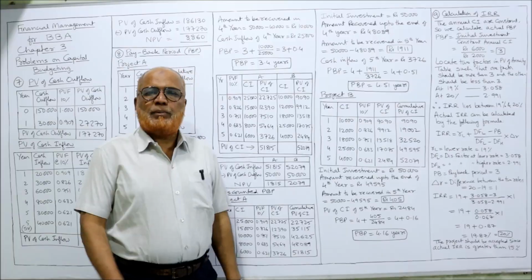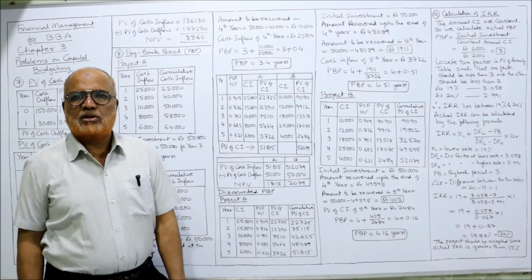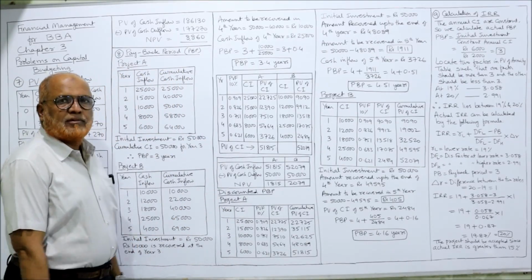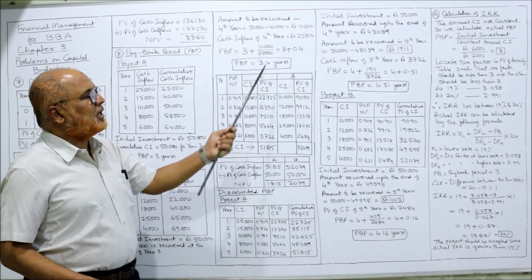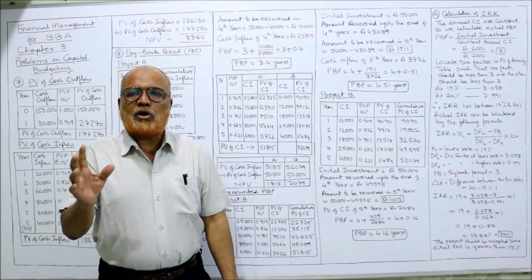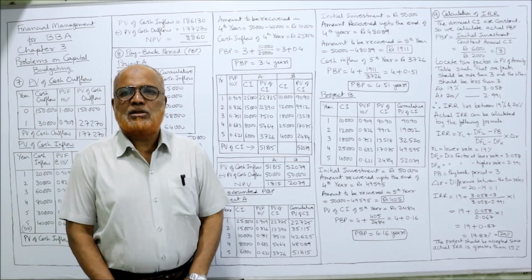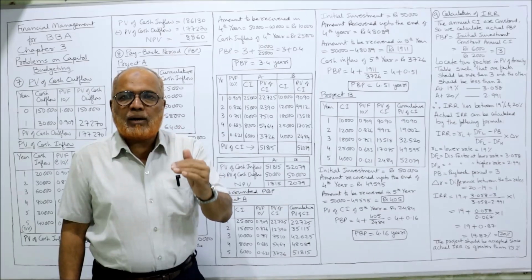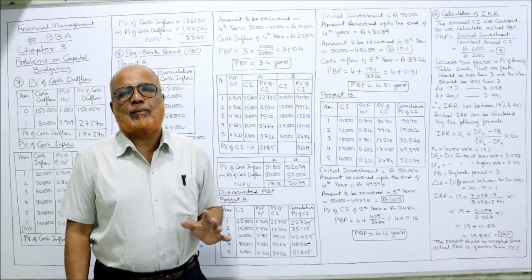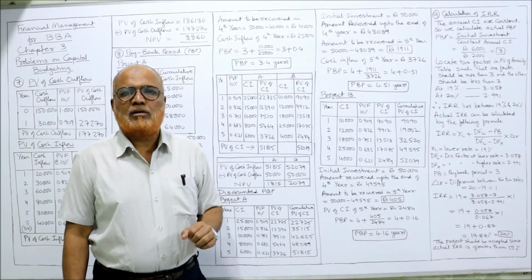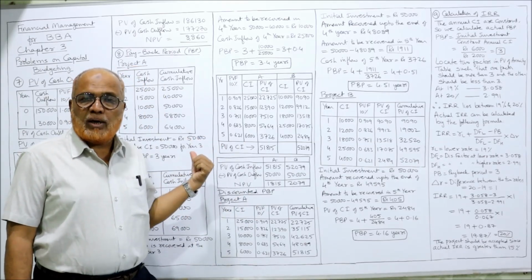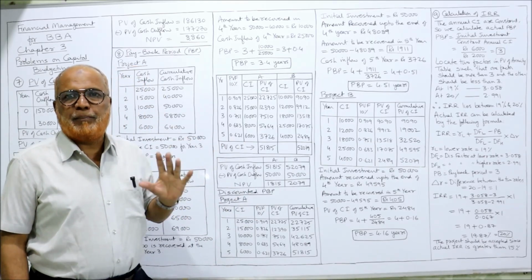So we have calculated the PBP for A project as well as B project. For A project we got 3 years. For B project we got 3.4 years. So which project is acceptable according to PBP? A project. Whichever project has a lower PBP, that project is preferable. That is beneficial. So A project has a lower PBP, that is better from PBP point of view.